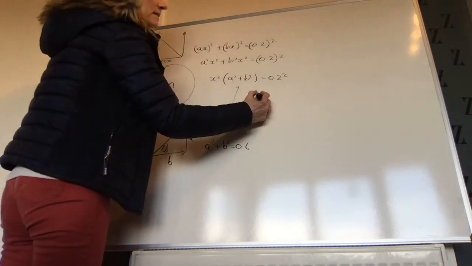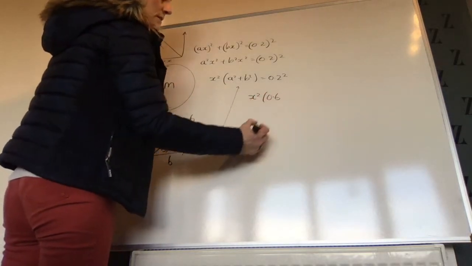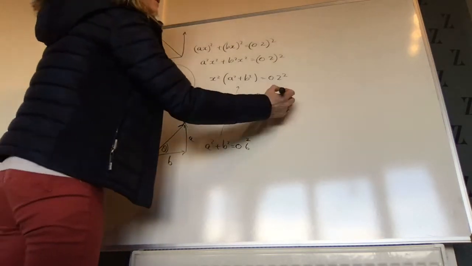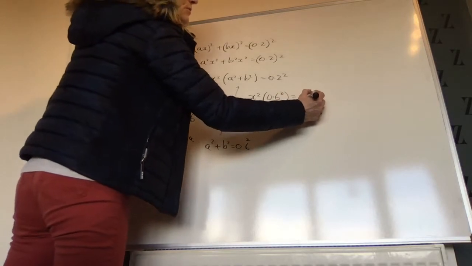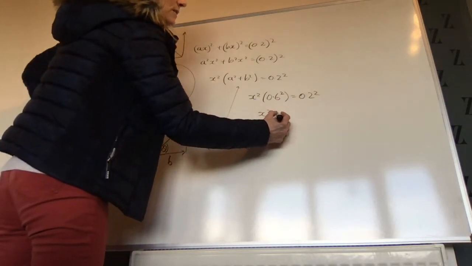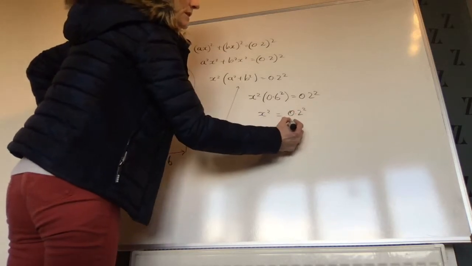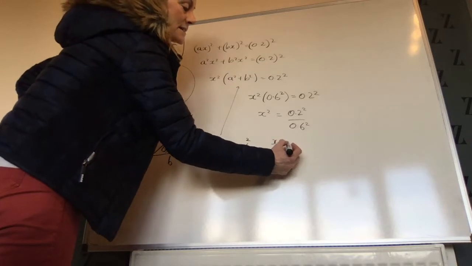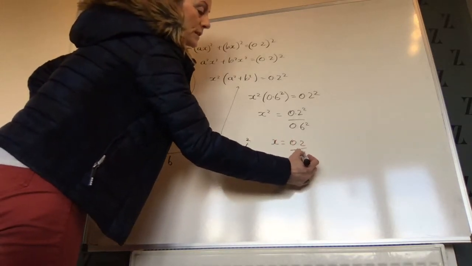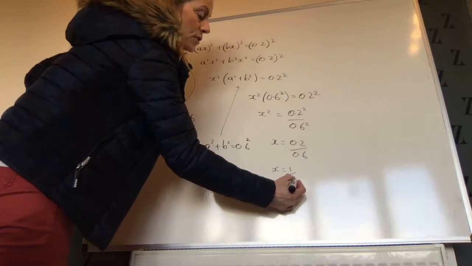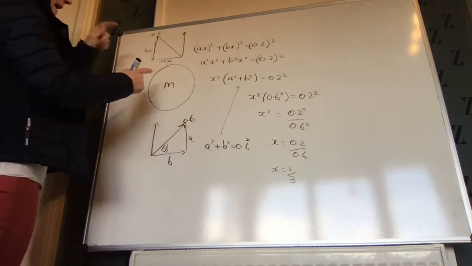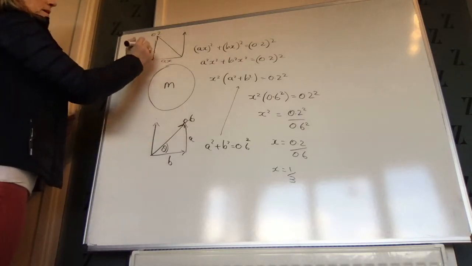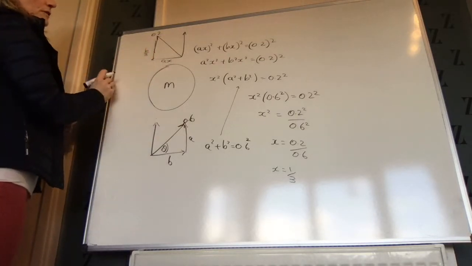So we have X squared times 0.6 squared, since A squared plus B squared equals 0.6 squared. X squared times 0.6 squared is equal to 0.2 squared. X squared is equal to 0.2 squared divided by 0.6 squared. Getting the square root of both sides, X is 0.2 over 0.6. X is 1/3. So we can put B times 1/3, or B over 3, here.